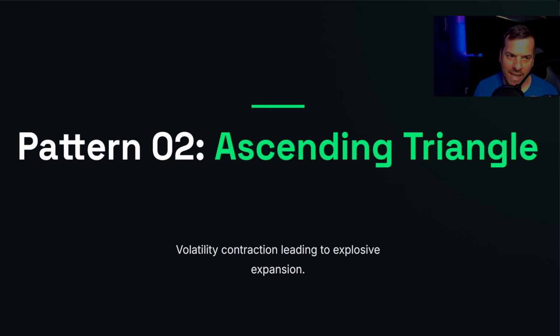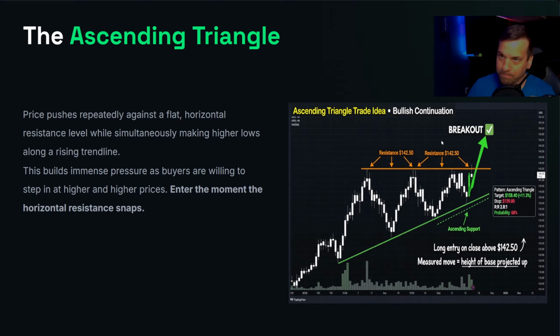So the second pattern would be the ascending triangle. This is volatility leading to explosive expansion. In the ascending triangle, the price pushes repeatedly against a flat horizontal resistance level while simultaneously making higher lows along the rising trend line. This builds immense pressure as buyers are willing to step in at higher and higher prices and enter the momentum once it breaks that. This will be your resistance point right here.